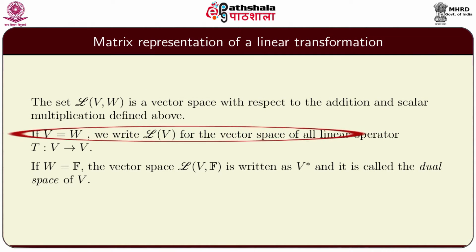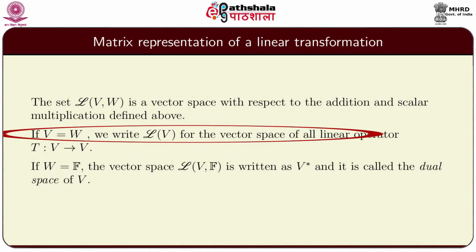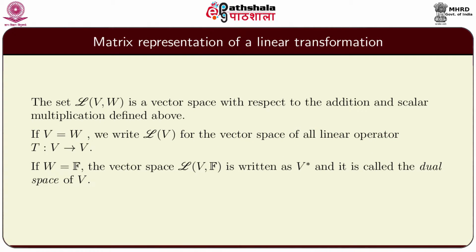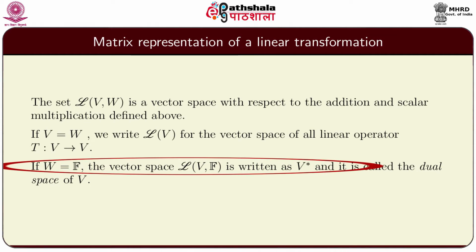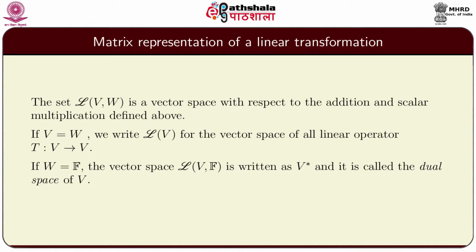If V is equal to W, then we often write L(V) instead of L(V, V), which denotes the vector space of all linear operators T from V to V. And if W is the base field F, then the vector space L(V, F) is usually written as V star, and it is called the dual space of the vector space V.